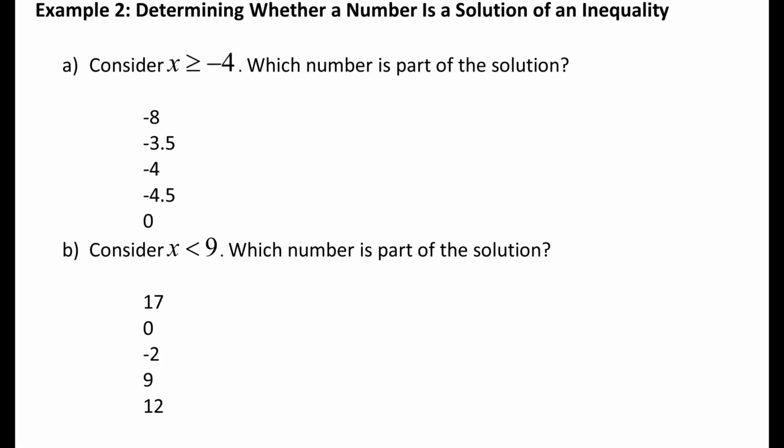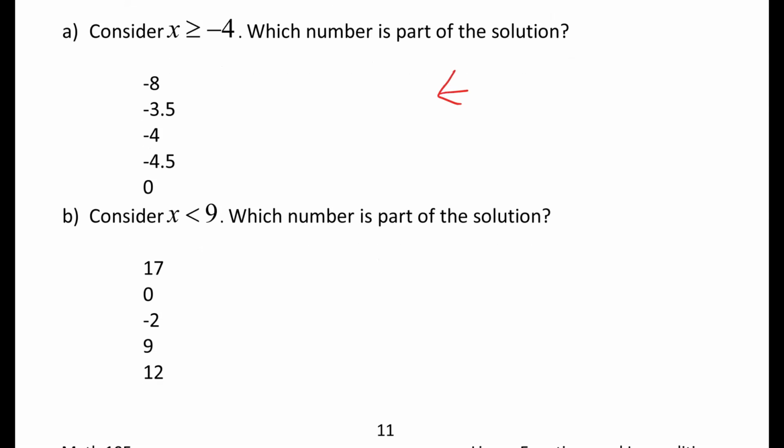Which number is part of the solution? To help you out, I'm just going to draw a quick number line over here, and we have 0 in the middle, -4 over here, and we want a number that is greater than or equal to -4. So it's anything that's to the right of -4 here.